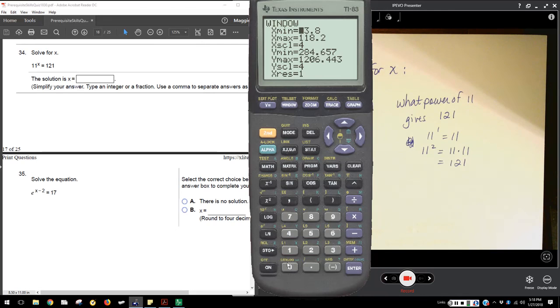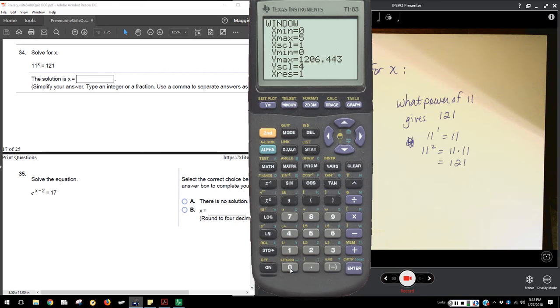So my powers are going to start at 0. And I don't really have to let them go up very high. Even if you let them go up to 10, you're going to come up with the right answer. I'm going to let mine only go up to about 5 and scale it by ones. My y minimum value is going to be 0.